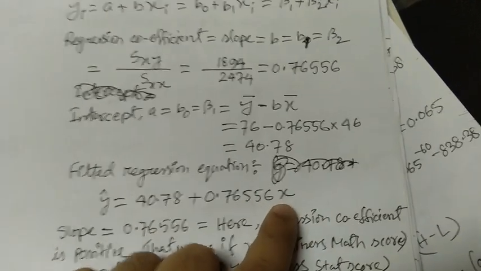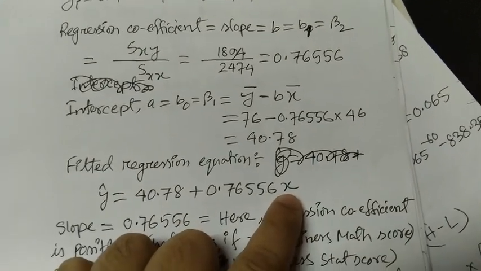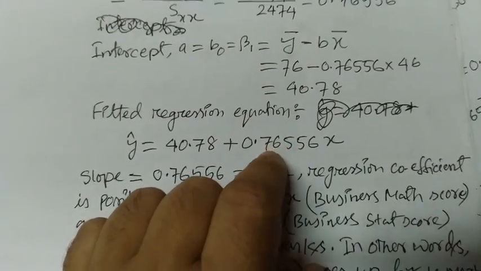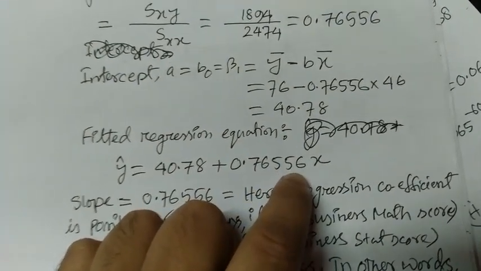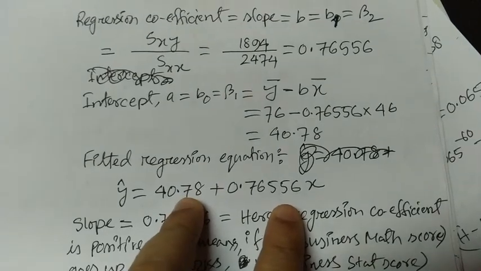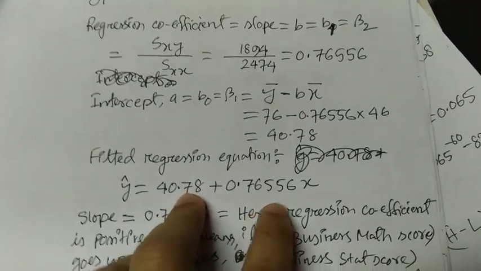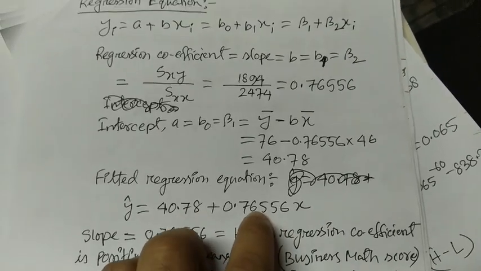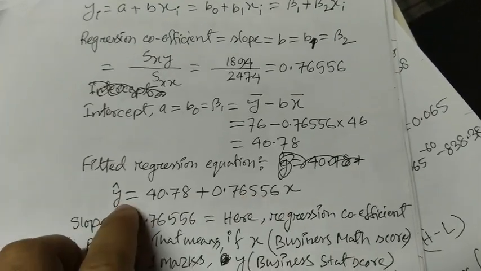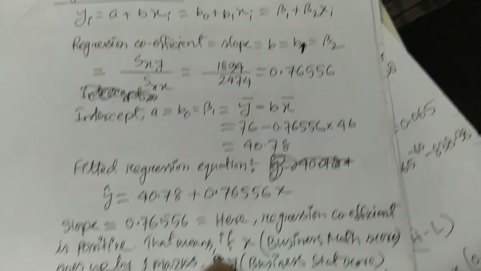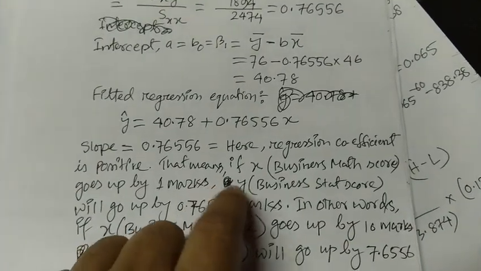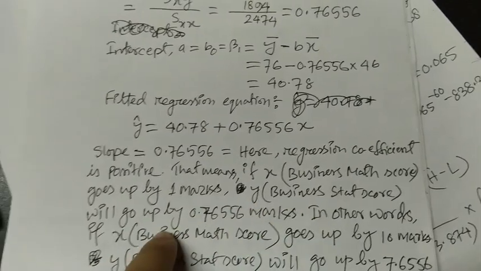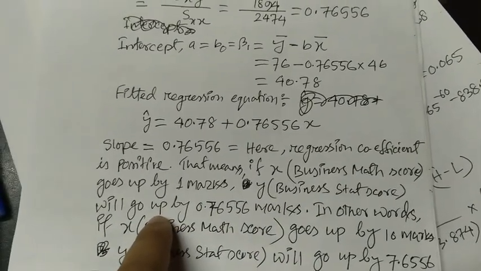As you can see, let us put the value of X as 1. If you put the value of X as 1, you will get 0.76556. 40.78 is a constant value. That means Y will go up by 0.76556. So if X goes up by 1 mark, Y, the business statistics score, will go up by 0.76556 marks.